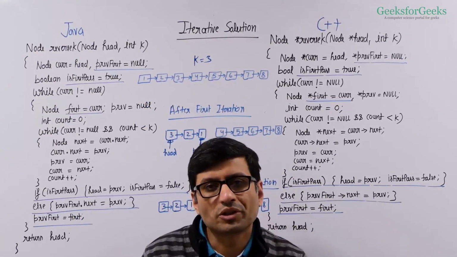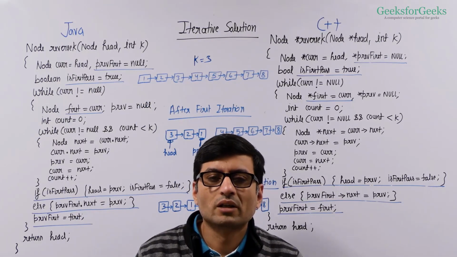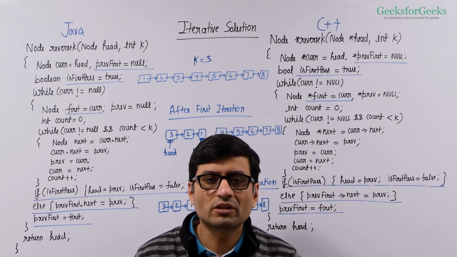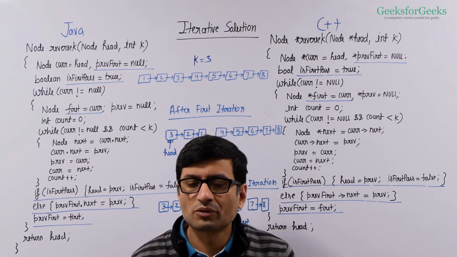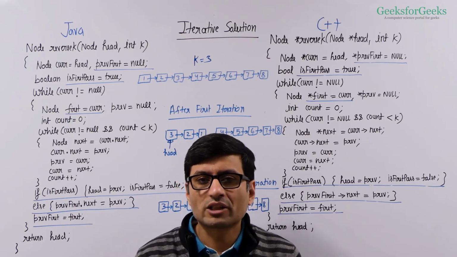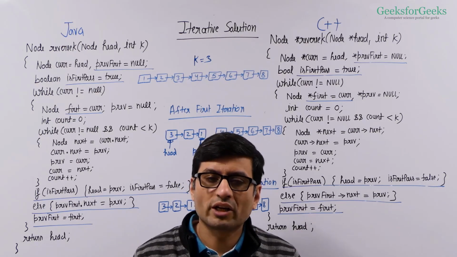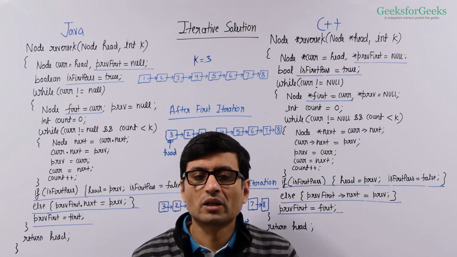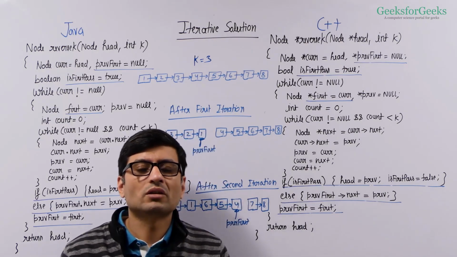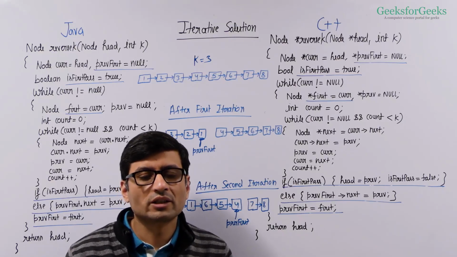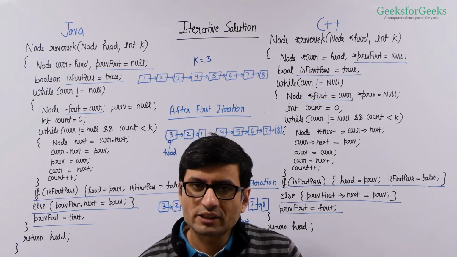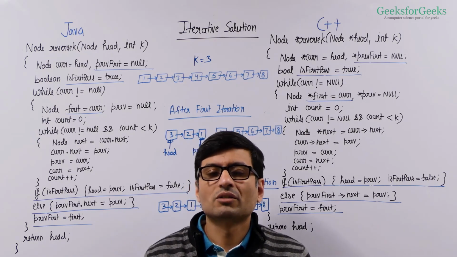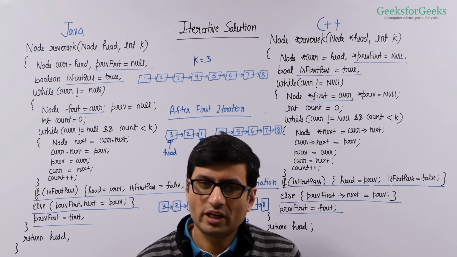Let us now talk about the iterative solution. Let us first reiterate the fact, if k is smaller than or equal to the number of nodes in the linked list, then the kth node is always going to be the head of your modified linked list. We have talked about this in the recursive solution also. And if k is more than or equal to the length of the linked list, then after the first pass, whatever is the last node of your linked list that you processed, this node is going to be your head, right?